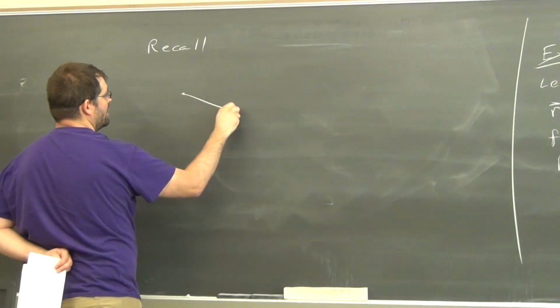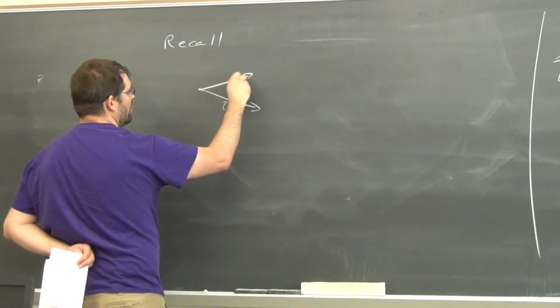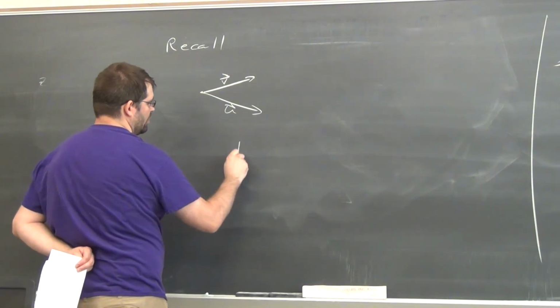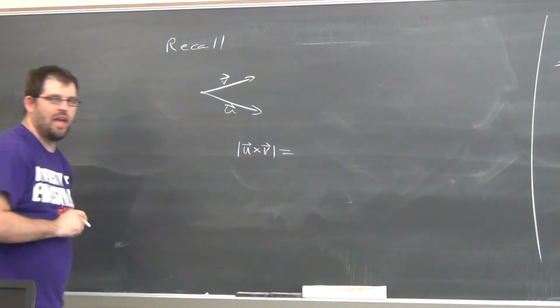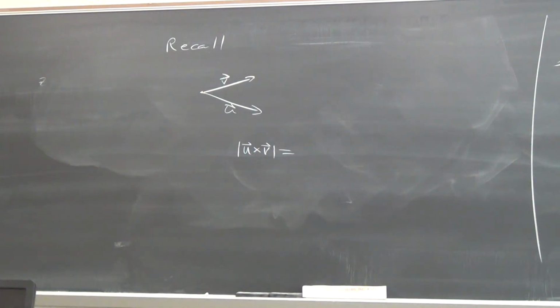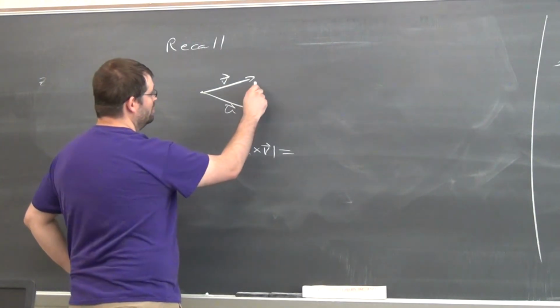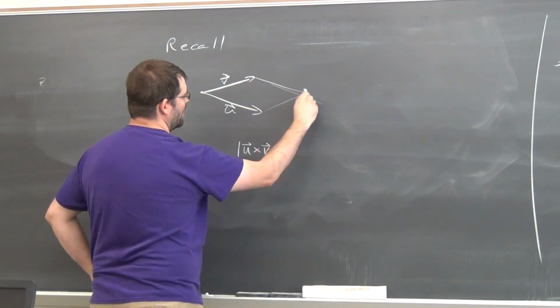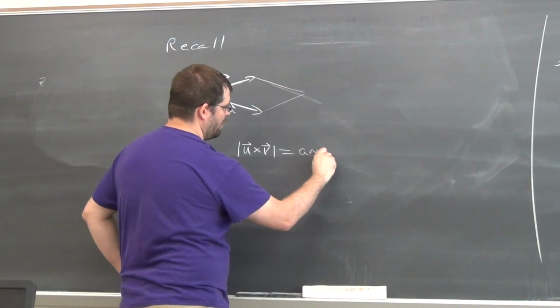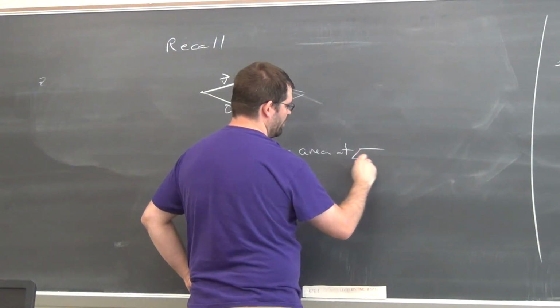All right, recall if you had two vectors, let's say u and v. What is the magnitude of u cross v equal? It's the magnitude of u times the magnitude of v times sine of theta. You might remember that, but it also corresponded to what area of the geometric shape? What was it? The area of that parallelogram, right? So this was the area of the parallelogram.